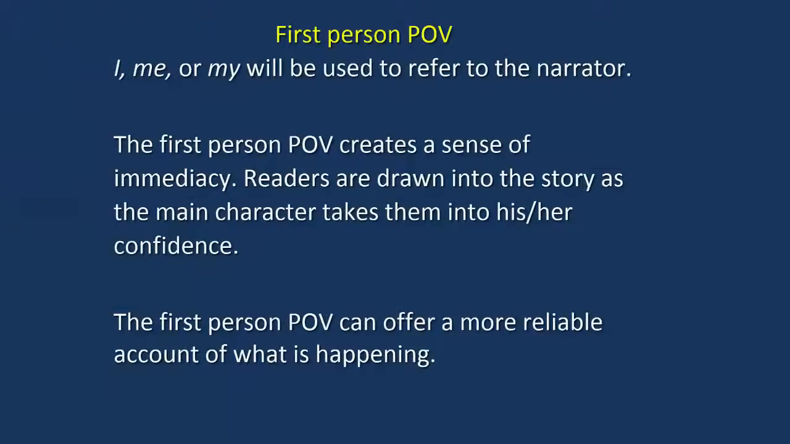There are three main kinds of points of view. This one is called the first person point of view. The pronoun I, me, or my is used to refer to the narrator. The first person point of view usually creates a sense of immediacy. This means you feel like you were there in the story, and the first person point of view can offer a more reliable account of what is going on in the story.